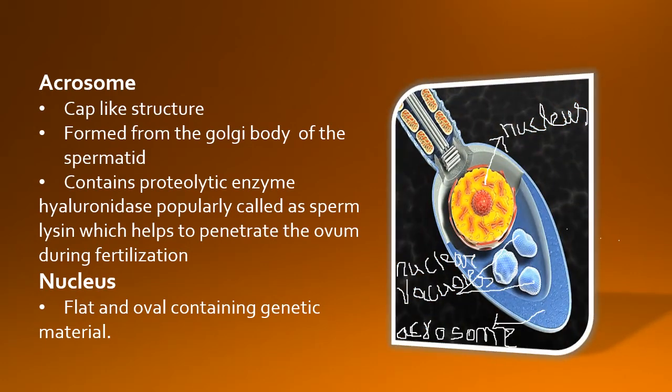The terminal portion of the head, which looks like a small pointed cap, is called the acrosome. It is produced from the Golgi body of the spermatids during spermatogenesis. It also contains a proteolytic enzyme, that is, a protein digesting enzyme called hyaluronidase. It is popularly called sperm lysin, which helps in the penetration of the ovum during fertilization. The head also consists of a nucleus which is flat and oval, containing genetic material called DNA.